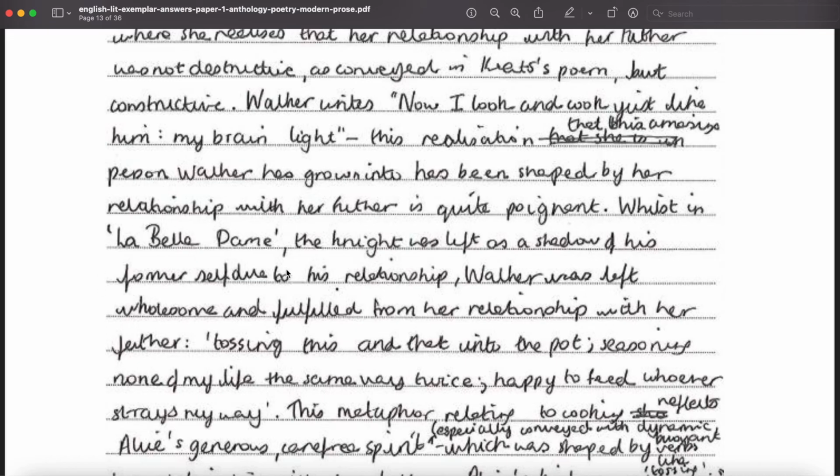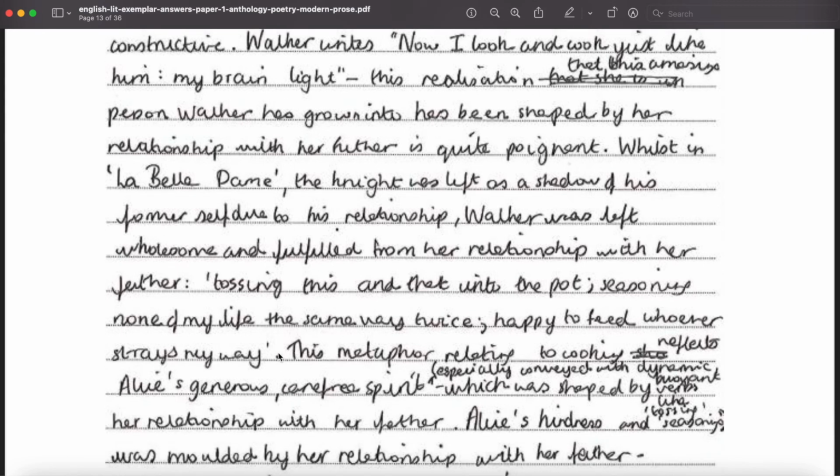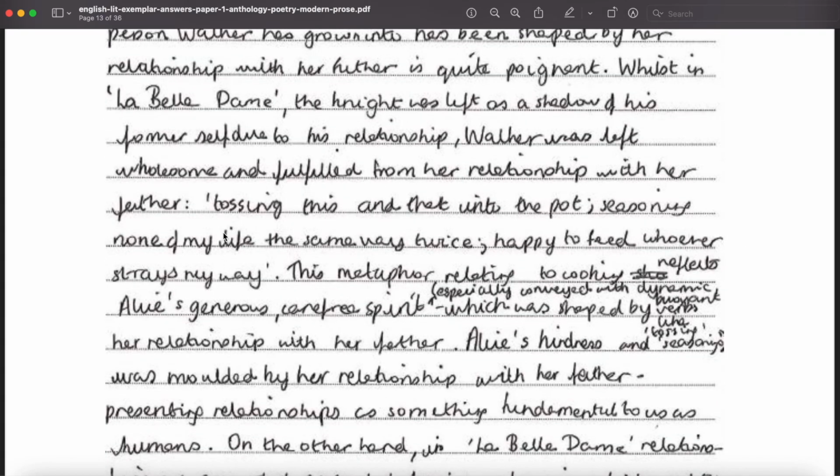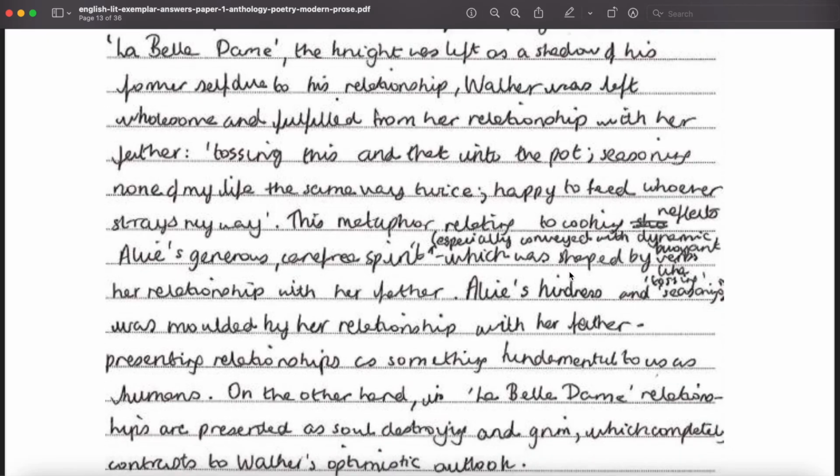In La Belle Dame sans Merci, the knight is left destroyed, feeling worthless, feeling purposeless, while in this case, in Poem at 39, Walker, the author, is left wholesome and fulfilled from her relationship with her father. And then we have a quote here to show that what the student is saying is true. This quote is a metaphor relating to cooking, which reflects Alice's generous, carefree spirit, especially conveyed with dynamic, buoyant words, which was shaped by her relationship with her father.